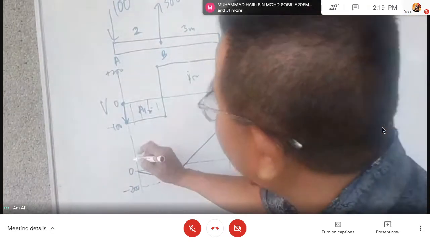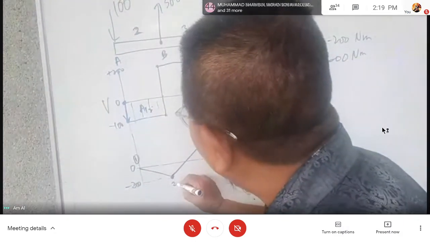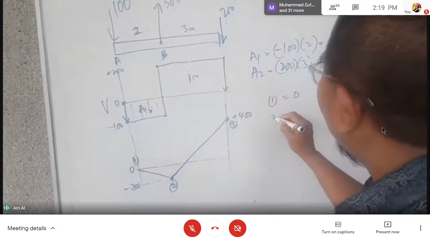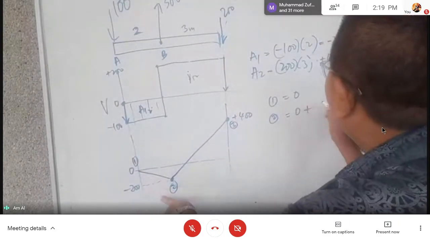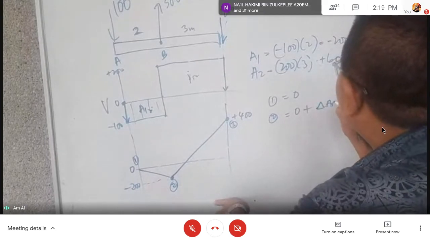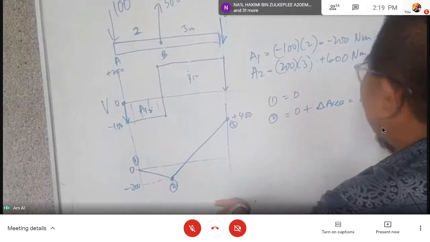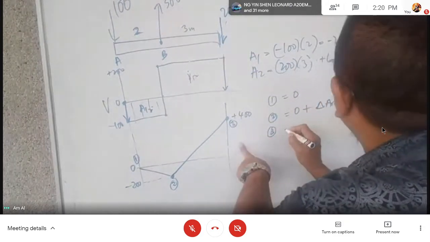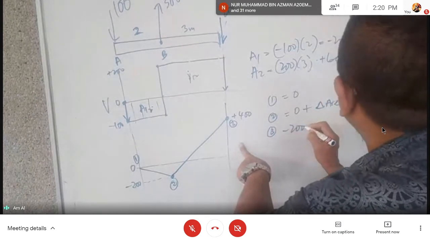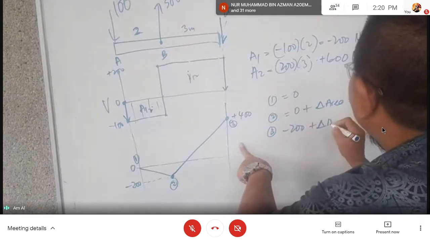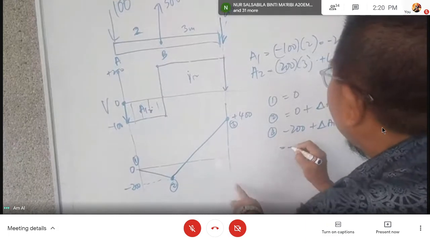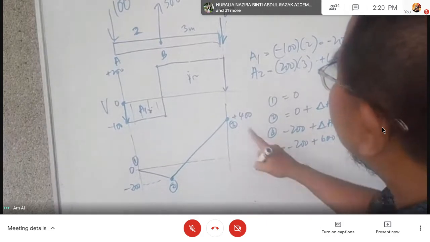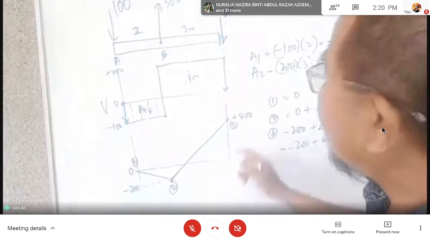Moment there. So this is point 1, point 2, point 3. Point 1 is 0. Point 2 is 0 plus delta area, 0 minus 200, equal to minus 200. So point 3 is what? Minus 200 plus delta area. Minus 200 plus 600 is equal to 400. 400 there.